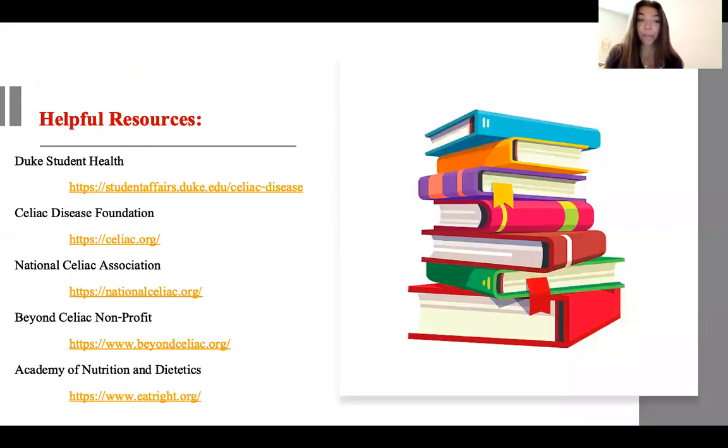Here are a couple helpful resources if you would like to learn more. We have Duke Student Health, of course, the Celiac Disease Foundation, National Celiac Association, Beyond Celiac Nonprofit and the Academy of Nutrition and Dietetics. Additionally, if you would like to find gluten-free options when you are going to the dining halls, you can look at the dining websites to look at the menus.